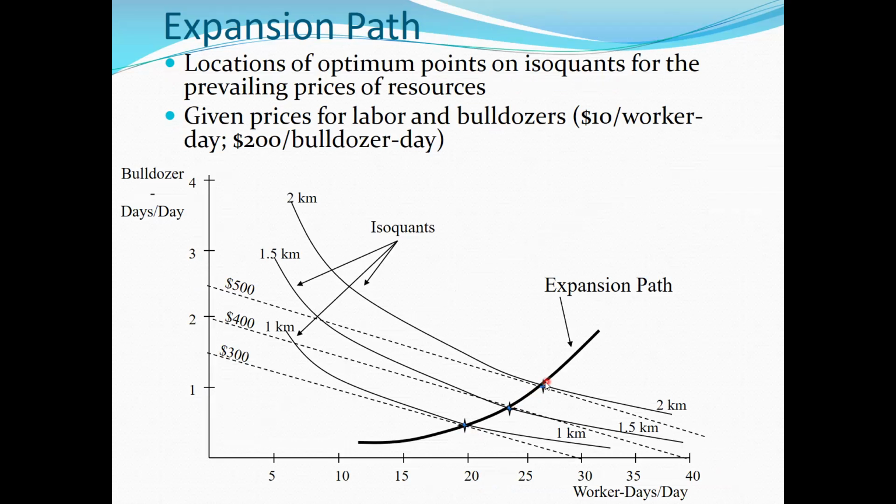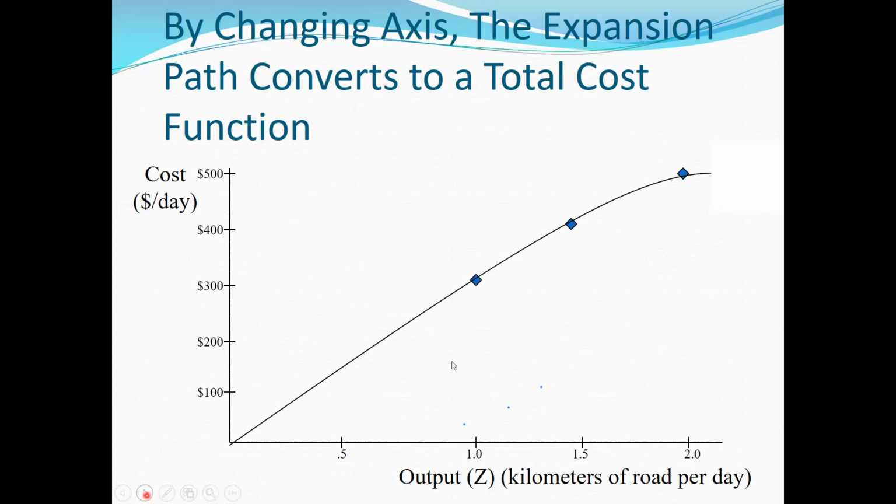If you take these 3 points and draw them out into a new curve with different axes, you get this as output of road: 1, 1.5, and 2 kilometers of road, with costs of 300, 400, and 500. You can join these points to get what we call the expansion path, converted into a total cost function. So this is what we call the cost function, because in the cost function, we have cost versus the output. And that's what we've got now.